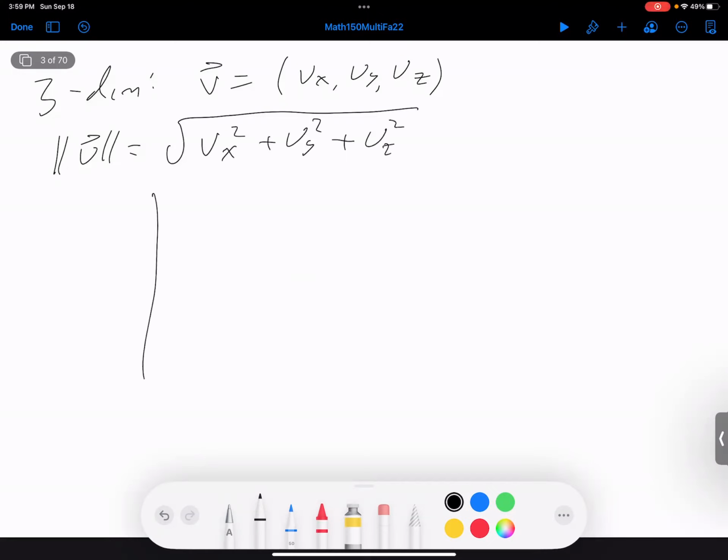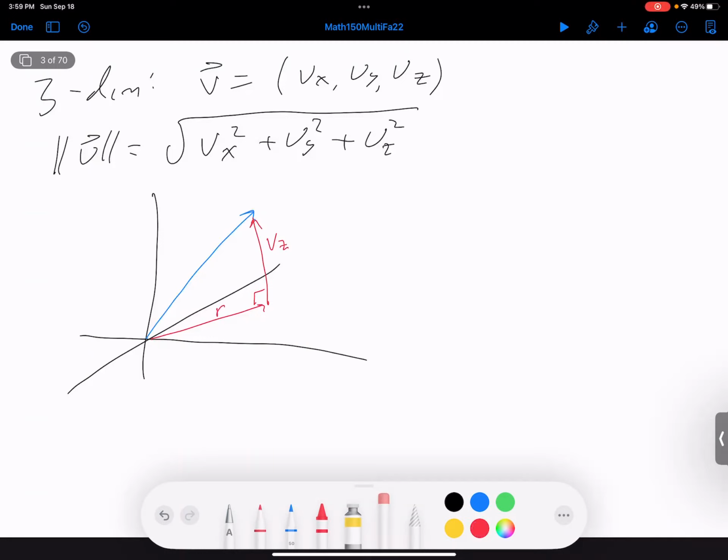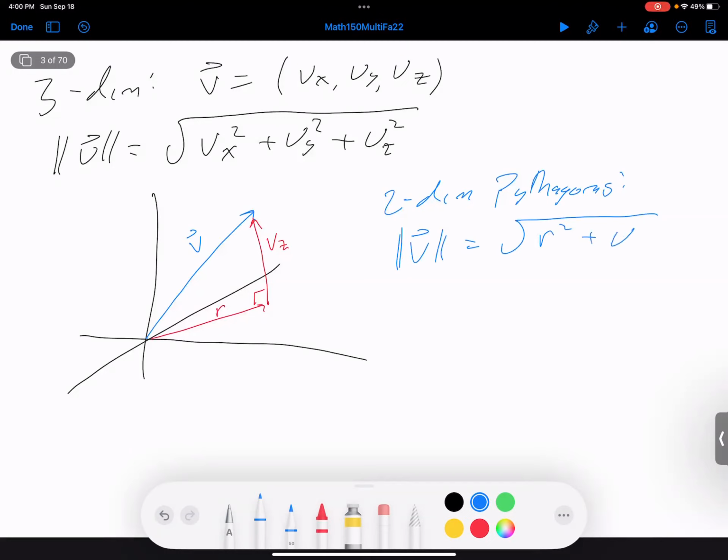And there's a nice way to prove this. Unfortunately, I'm not going to have enough picture. So let's say we have some vector here in 3 dimensions. Underneath it, I'm going to write it like this, and come up like this. So this is my height. This is going to be my vz. I'm going to just call this R for now. If I draw it like this, I've got a triangle in 3 dimensions, but that triangle is still in a plane. I've got a right angle and 2 sides. So by 2-dimensional Pythagoras, the length of v is the square root of R squared plus vz squared.